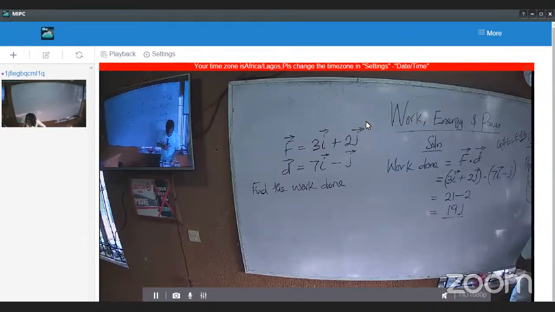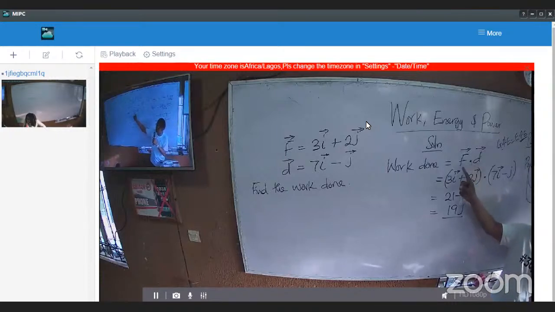And what you may see again is that which of the following is the derivation of work done? Don't forget F dot D. So don't say it's not complete. Don't say they didn't put cos theta, no, F dot D.